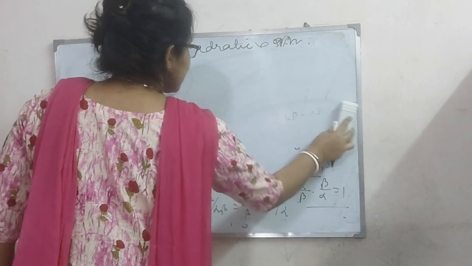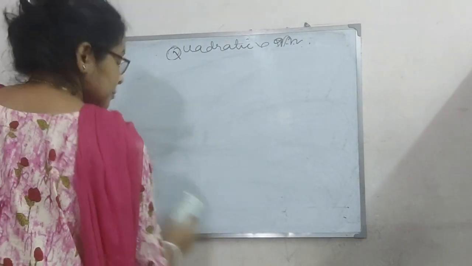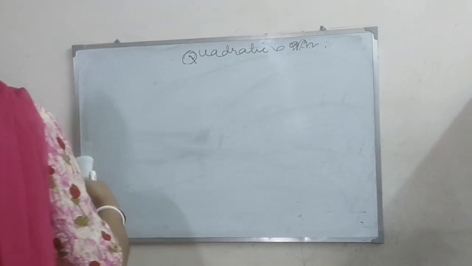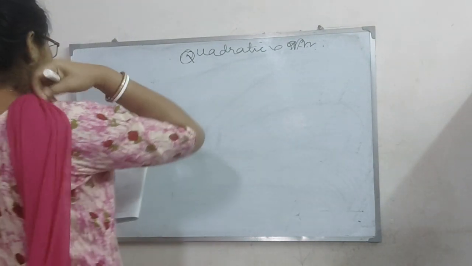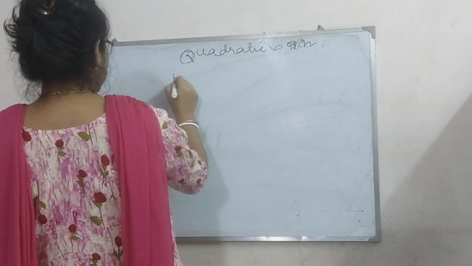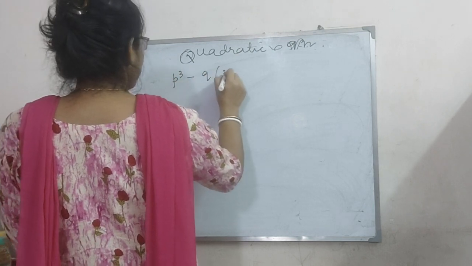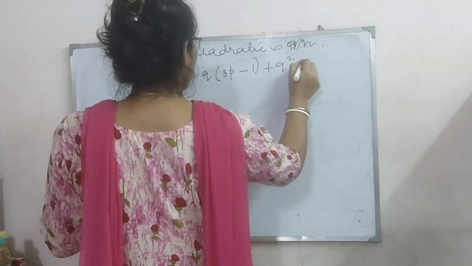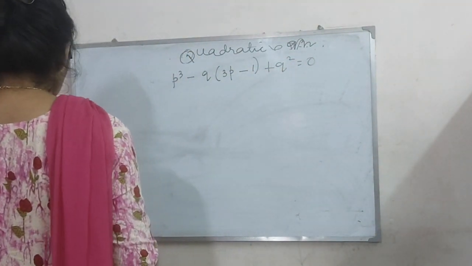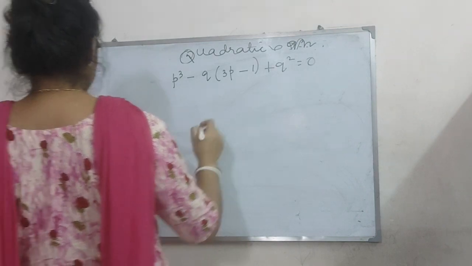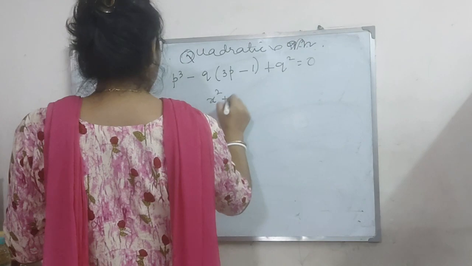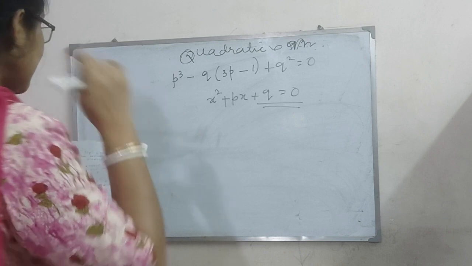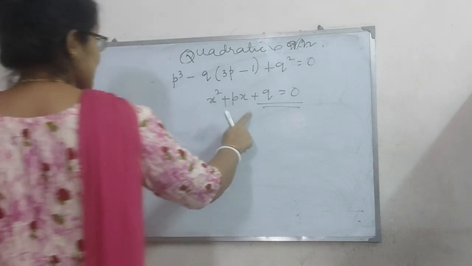Second sum is, if p cube minus q into (3p minus 1) plus q square equal to 0, find the relation between the roots of the equation x square plus px plus q equal to 0. Find the relation between the roots of this equation.